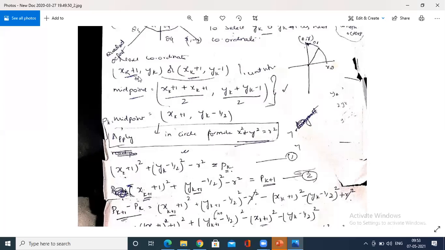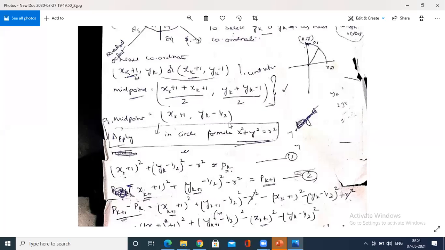To determine it, we use the midpoint circle algorithm, finding the midpoint of xk plus 1 and xk plus 1. So xk plus 1 plus xk plus 1 gives 2xk plus 2, and 2xk plus 2 divided by 2 is xk plus 1, incrementing in unit interval. Similarly, finding the midpoint of yk and yk minus 1, divided by 2, will be yk minus half.